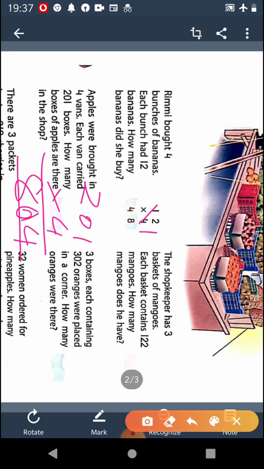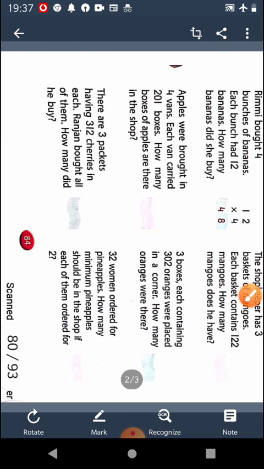There are 804 boxes of apples in the shop. Okay, now let us do the next one.